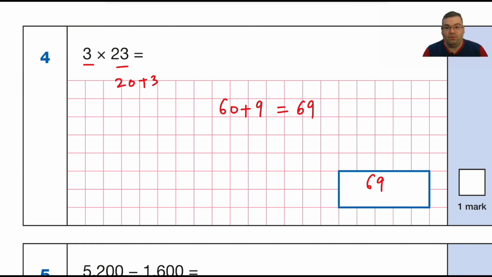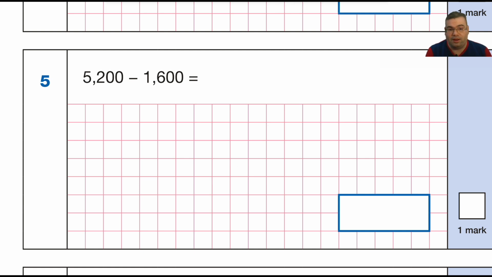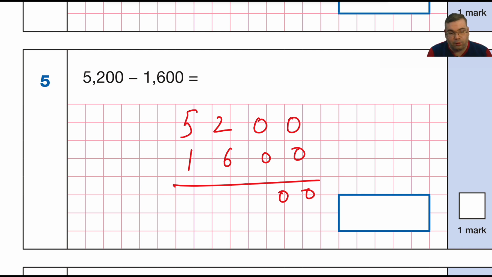So let's move. So this is the fifth question, that is a normal subtraction based question. 5200 take away 1600. Now we need to carry 1. So 12 take away 6. We need to write 4 here. So 12 take away 6 is 6 and 4 take away 1 is 3. So the answer is 3600.